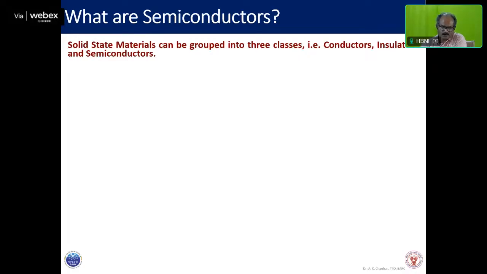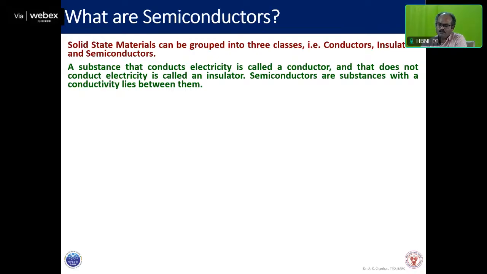Semiconductors are solid state materials. In general, solid state materials can be grouped into three classes, which are conductors, insulators, and semiconductors, based on the electrical conductivity. A substance that conducts electricity is called a conductor, and one that does not conduct electricity is called an insulator. It's a very simple definition. And then semiconductors are those substances where the conductivity lies between that of a good conductor and that of an insulator.